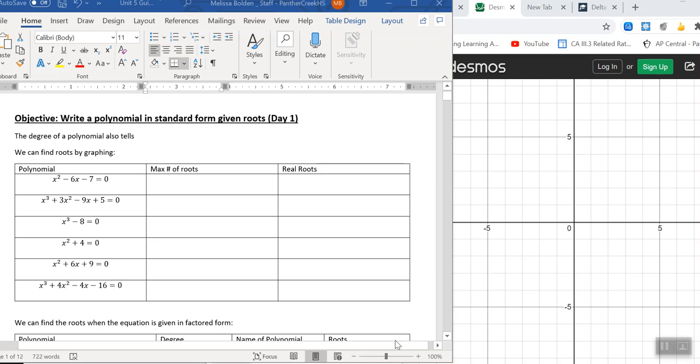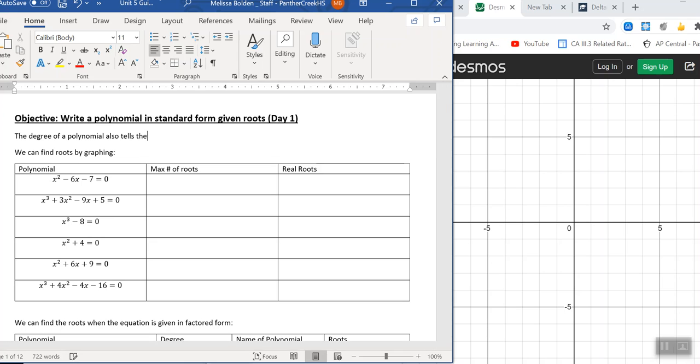So we're going to do a lot of reviewing of what we've done before. The first thing I want you to know is the degree of the polynomial also tells us the possible maximum number of roots. That might not make any sense, but it tells us the maximum number of roots that you could have. Okay? And we can find those roots by graphing.